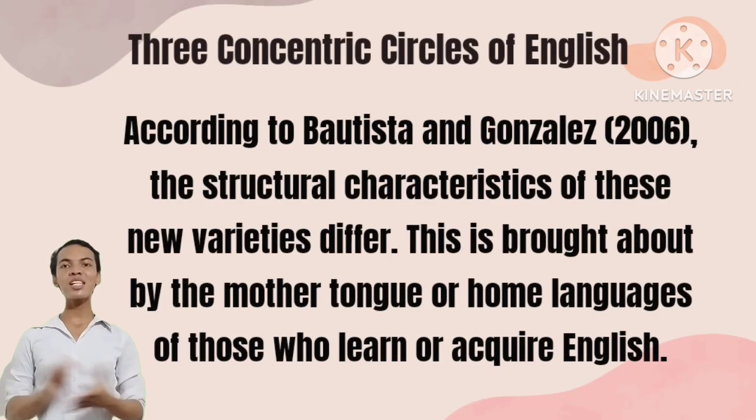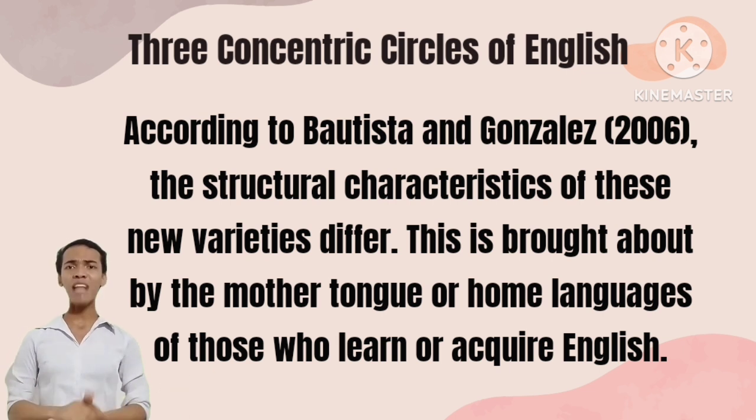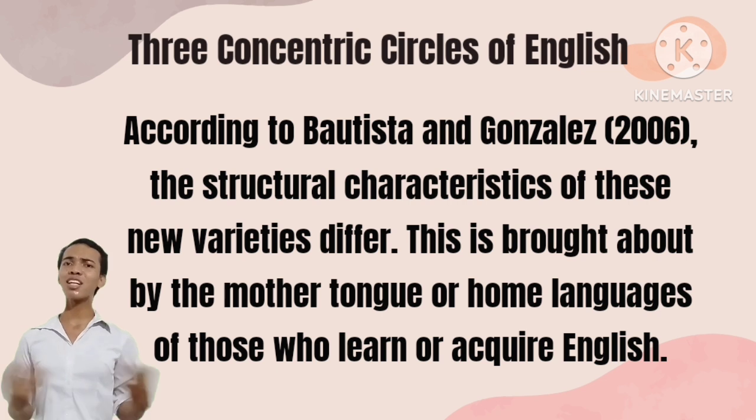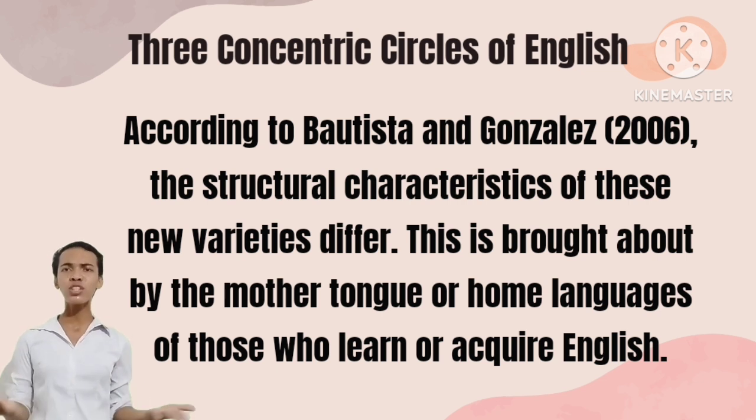According to Bautista and Gonzalez in 2006, the structural characteristics of these new varieties differ. This is brought about by the mother tongue or the home language of those who are learning and acquiring English. And even in terms of social features, differences can also be highlighted in that there is a continuum of basilectal, mesolectal, and acrolectal English within some spatial community.